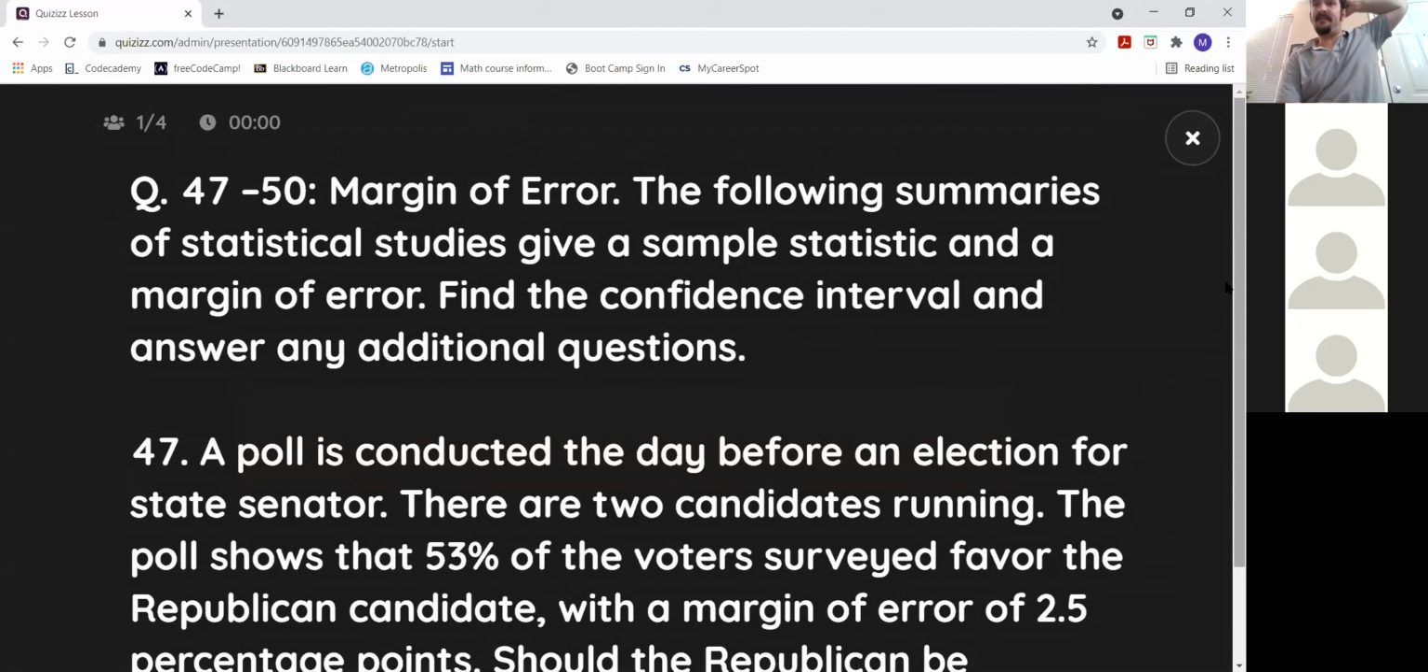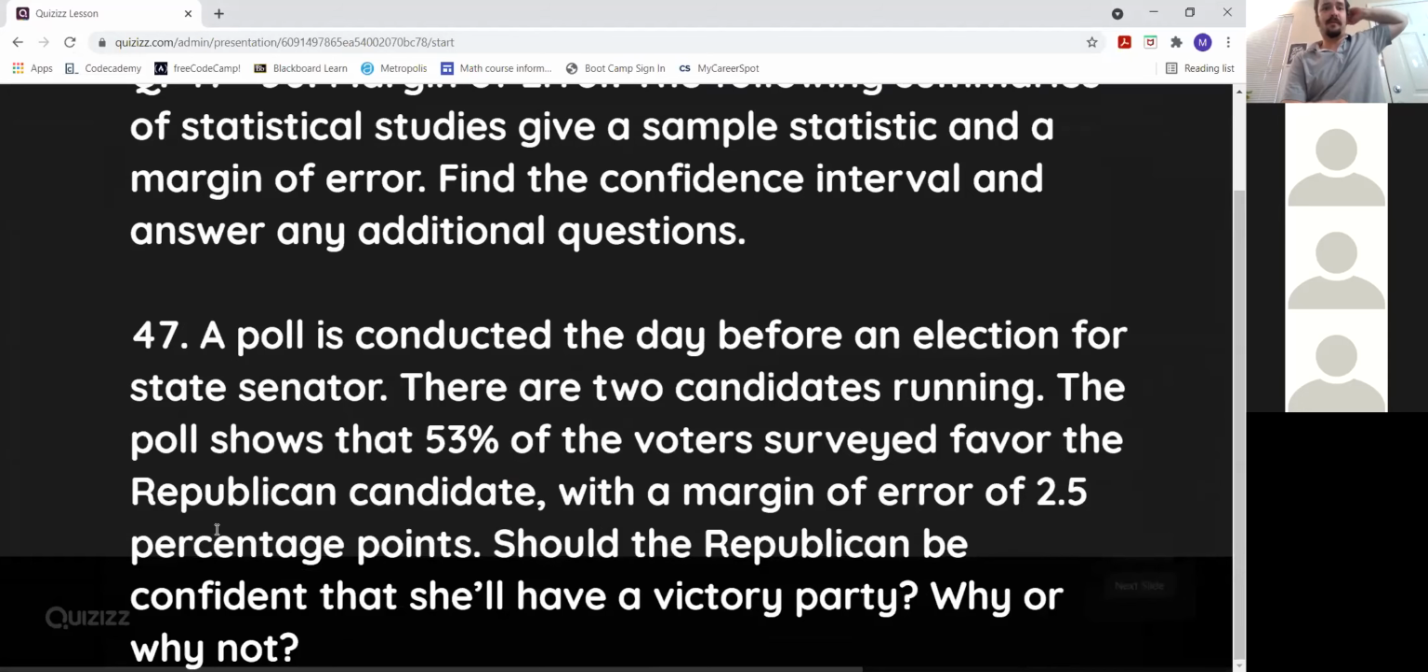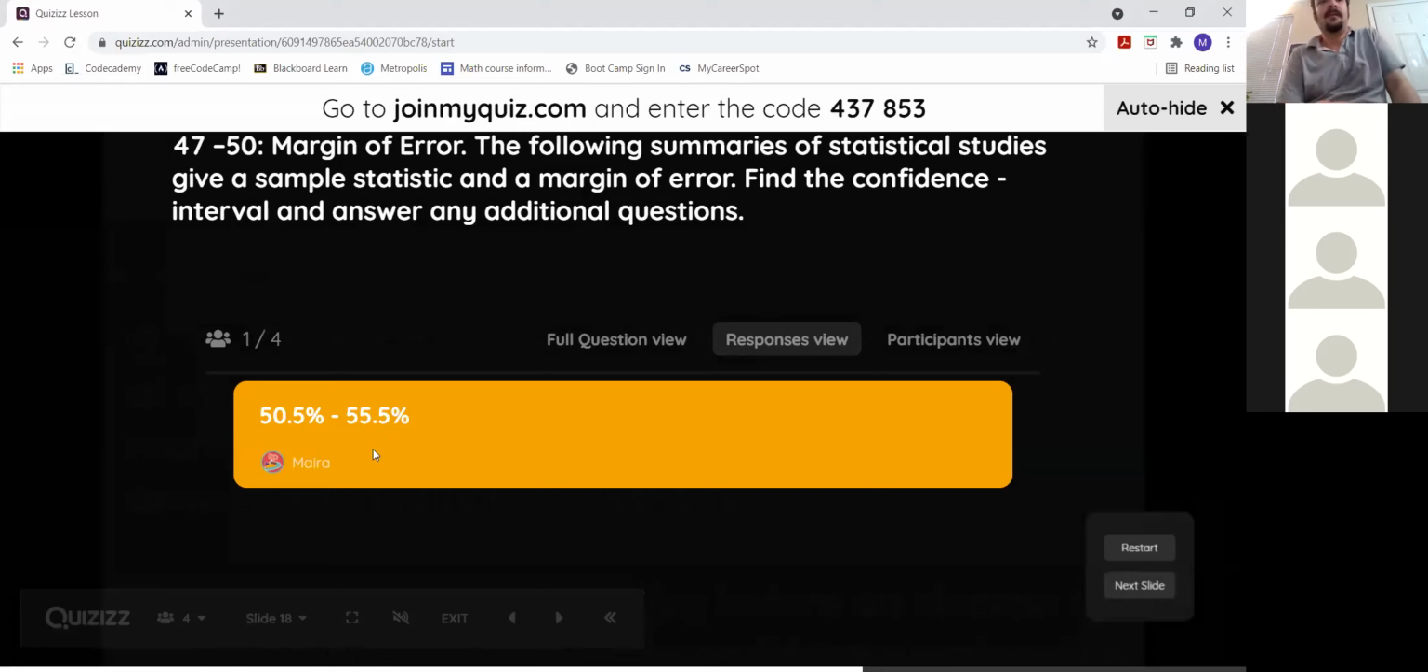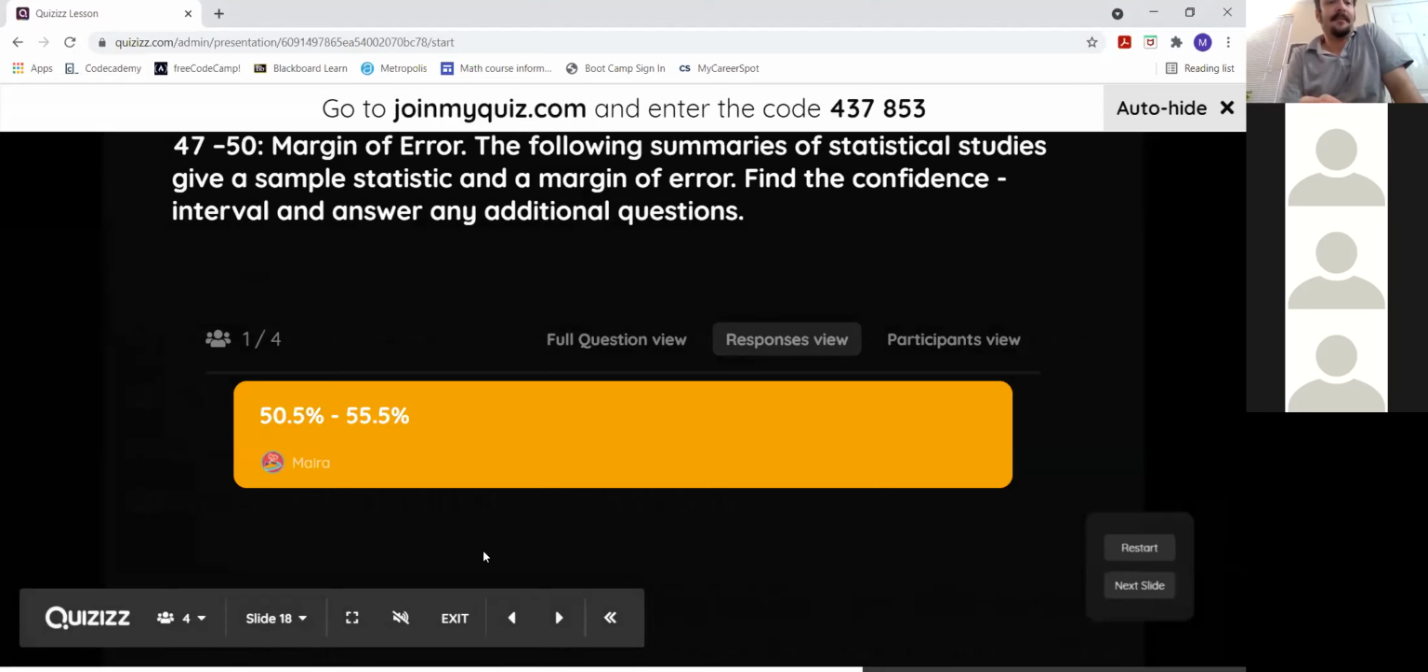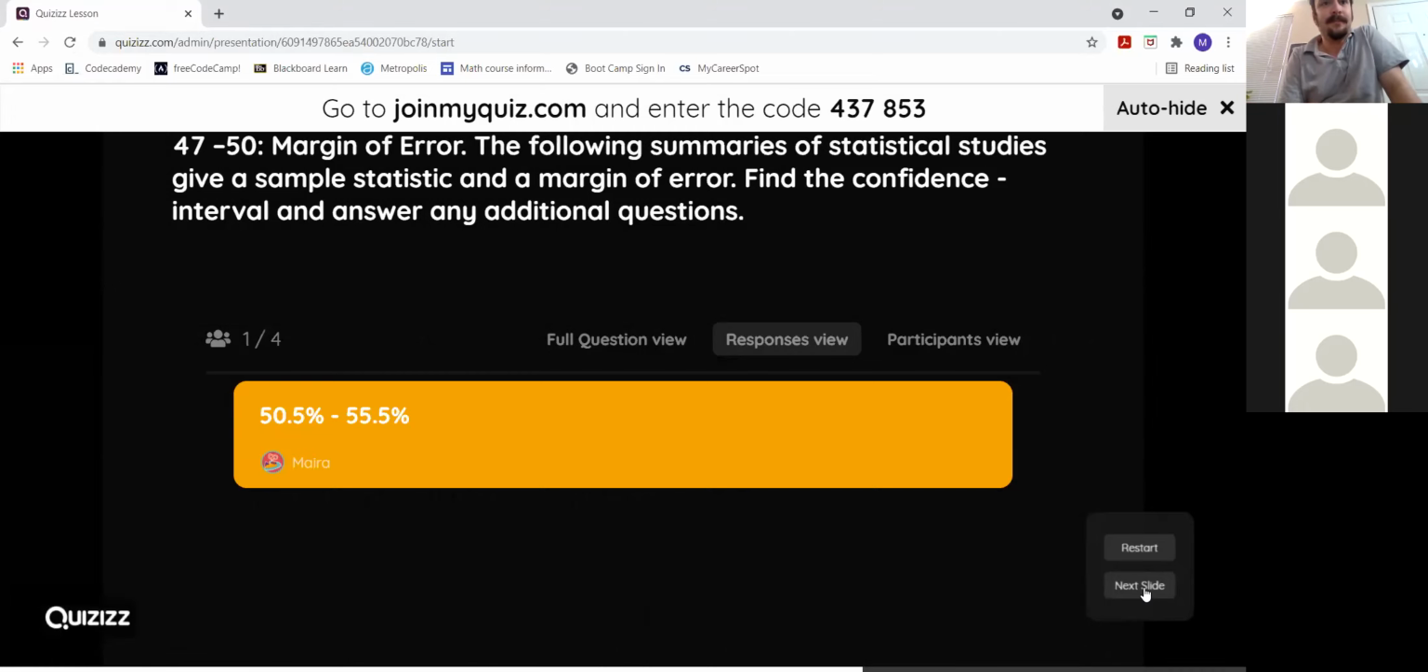I didn't answer everything here, right? So should the Republican candidate show up to a victory party? Yeah, okay. And the reason why is because this is over 50%, right? And as long as she's scoring over 50%, we expect that she's probably going to win.